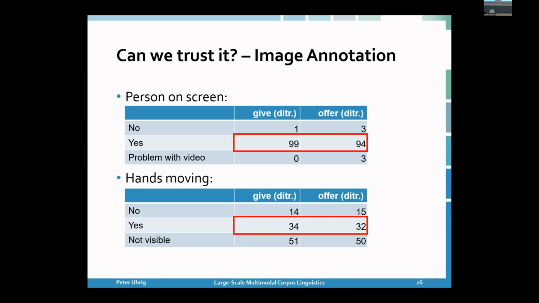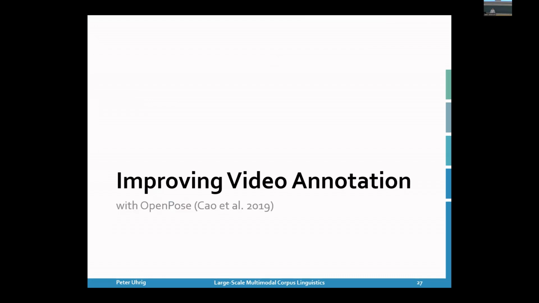What is worse is the hands moving annotation. So we basically tried that, gave 200 cases where the computer said hands are moving to a human annotator, and said, are the hands really moving? And the human annotator said in about 1/3 of the cases, yes, the computer is right. In about 15% of the cases, the human annotator said, no, they're not moving. And in about half the cases, the human annotator said, there are no hands. And that is worrying. That's a problem with this kind of annotation. So we need to improve that.